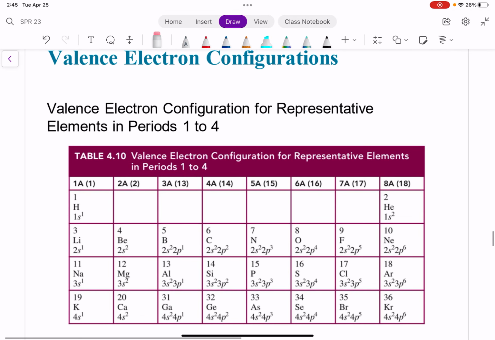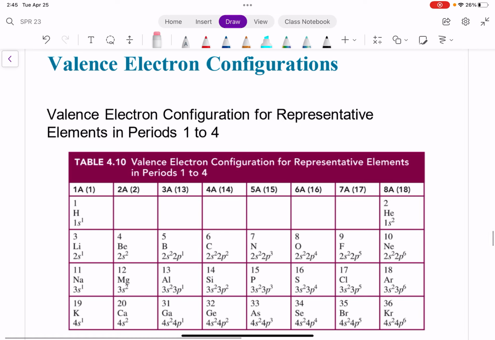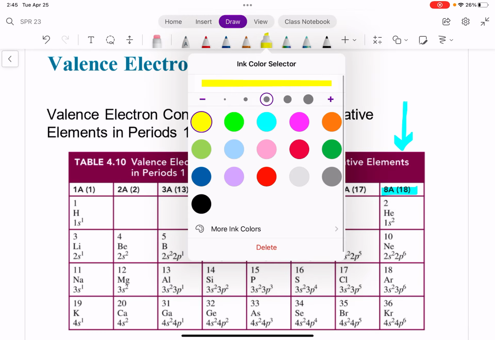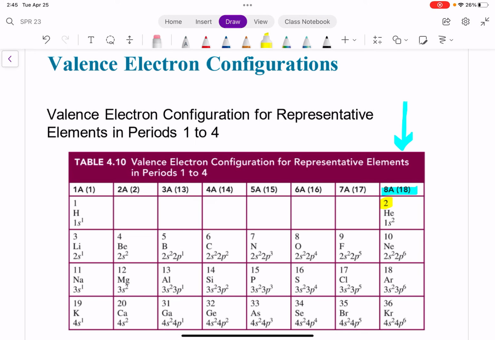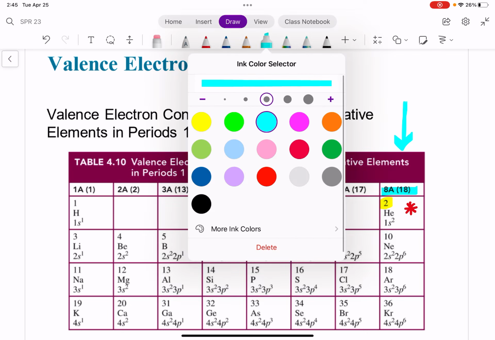Here, this is just a table showing some valence electron configurations. I'm just going to show you this one here. In group 8A, we just talked about that. Remember, helium's an exception because it only has 2, so that one doesn't really follow the rule. It doesn't have enough electrons, but that's okay because the other ones do. So let me get back to blue here.